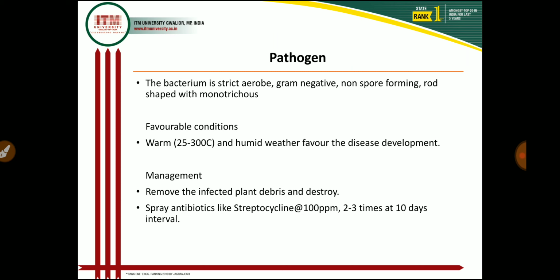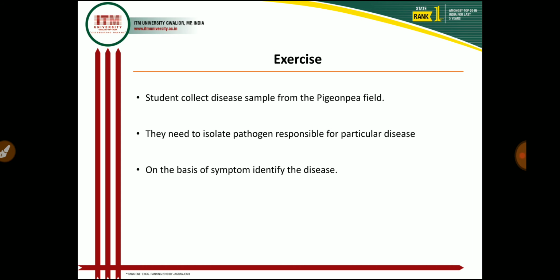So in today's lecture, I covered the 4 diseases: Phytophthora blight, wilt, sterility mosaic, and bacterial leaf spot. If you have any doubt, then you call me or contact me. I will try to solve your doubts. So now I will give one exercise for you.